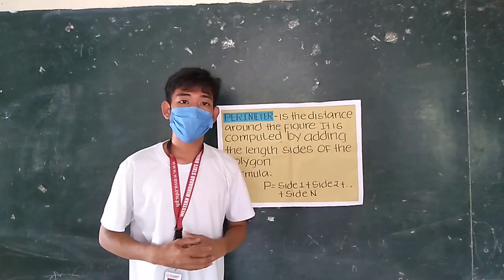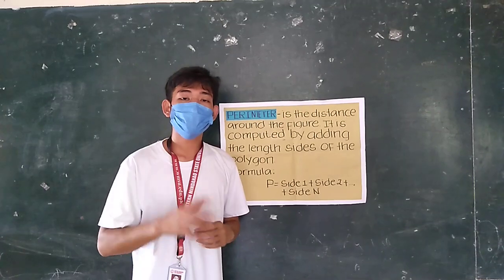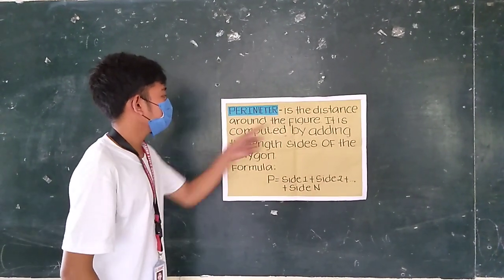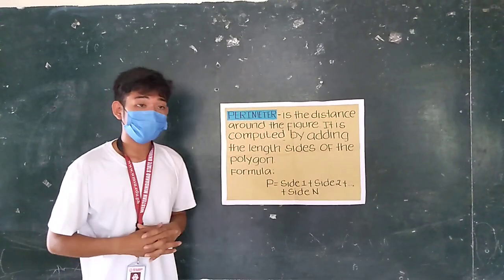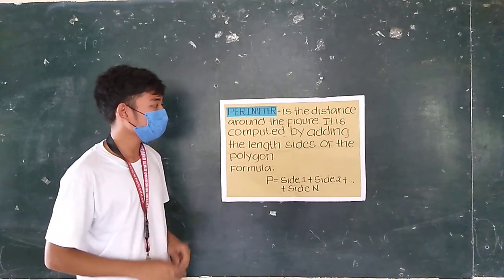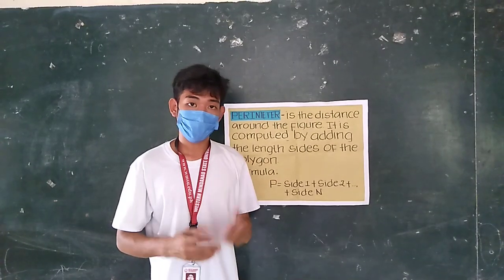The topic that I'm going to discuss further with you today is all about perimeter. Perimeter comes from the two Greek words, peri, which means around, and metron, which means meter. Therefore, perimeter is the distance around the figure. It is computed by adding the lengths of the sides of the polygon.